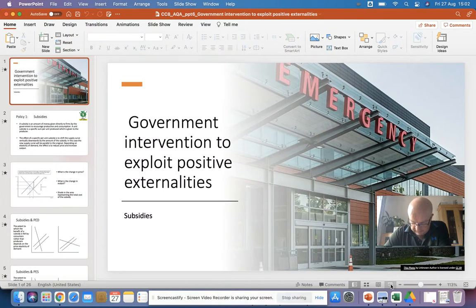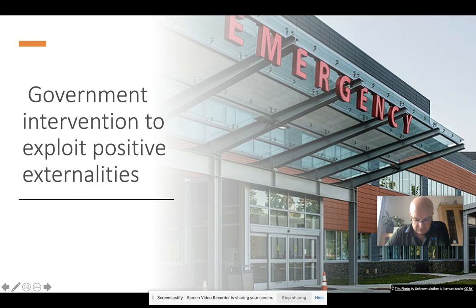So, hello again, ladies. The next PowerPoint is basically government intervention to exploit positive externalities. This is PowerPoint number 6 of 9 in total, which covers the CC8 booklet. We're going to be looking at from page 50 onwards in your booklet.